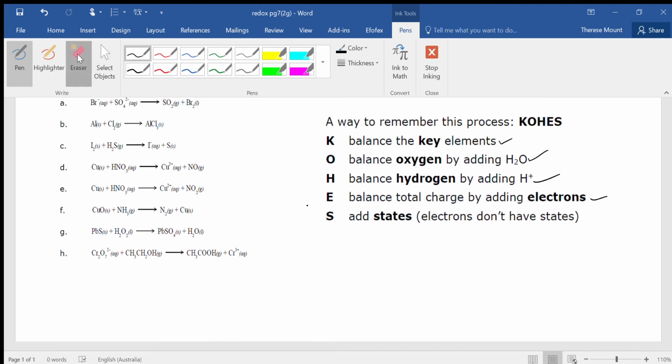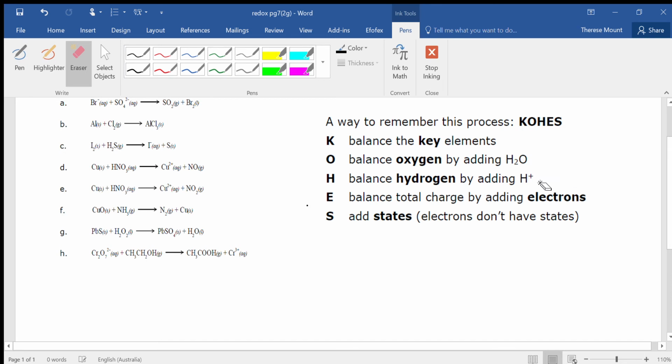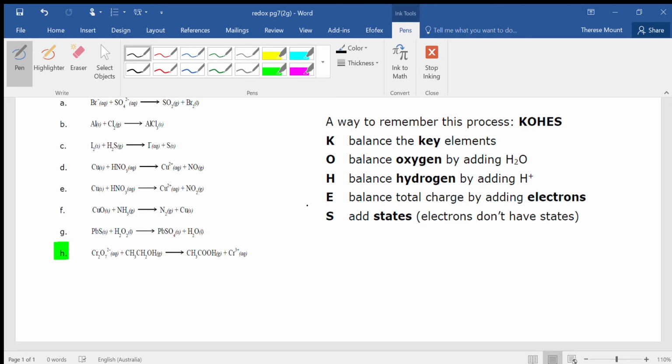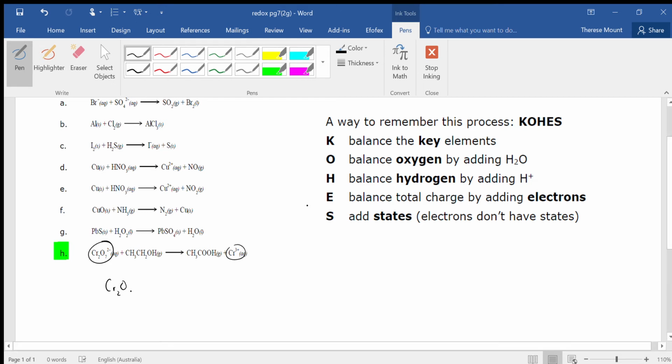Okay, so last one, we're going through G in this video, and H down here. All right, so we've got a species here and something that looks quite similar to it here. So we're going to write our skeletal equation for this half reaction.